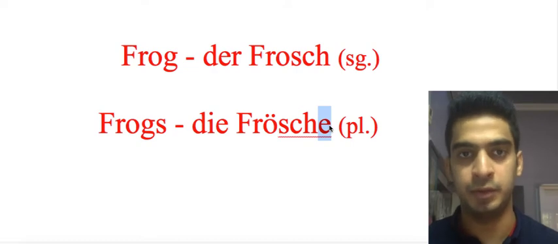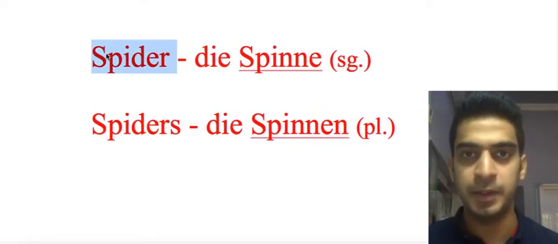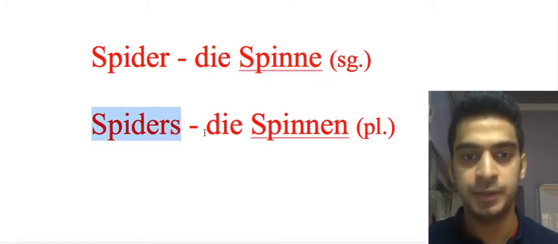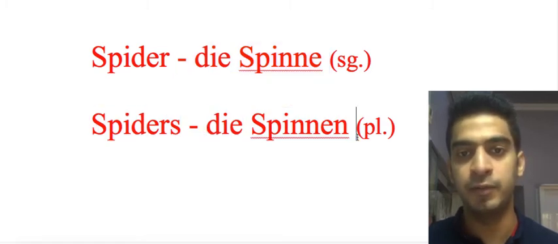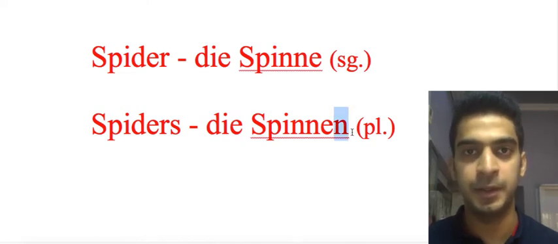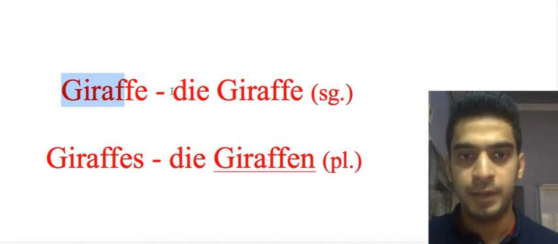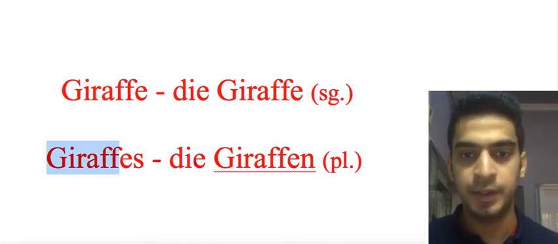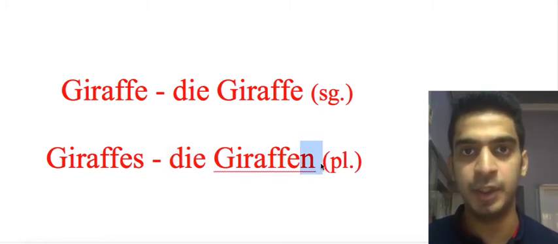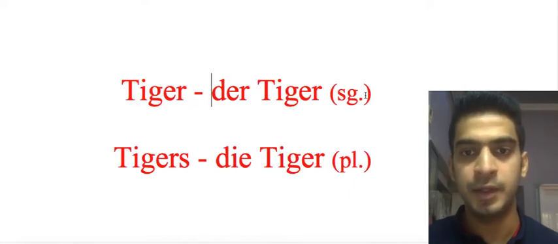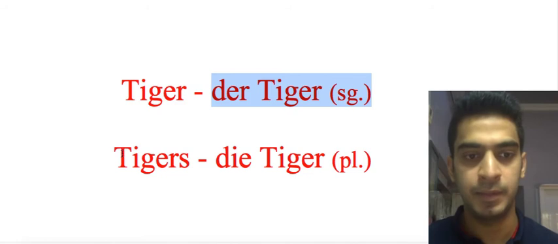Die Frösche, frogs. Spider, die Spinne, singular form. Spiders, die Spinnen, plural form. Extra n at the last position. Die Spinnen, spiders. Giraffe, die Giraffe, singular form. Giraffes, die Giraffen, plural form. Extra n at the last position. Die Giraffen, giraffes.